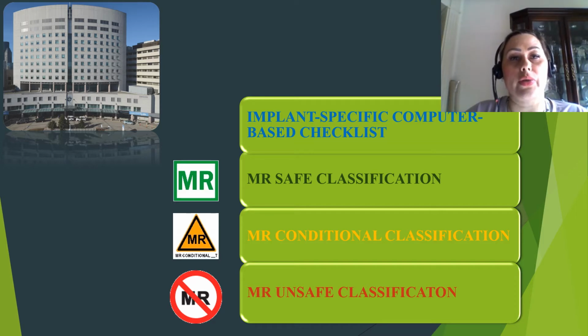There are currently three universal MRI classifications. MRI safe indicates an implant device does not pose any hazard to the magnetic field and is symbolized by a green and white icon. MRI conditional indicates the implant device does not pose a potential hazard to the magnetic field as long as specific conditions are met. And MRI unsafe indicates it is absolutely not safe for the magnetic field.